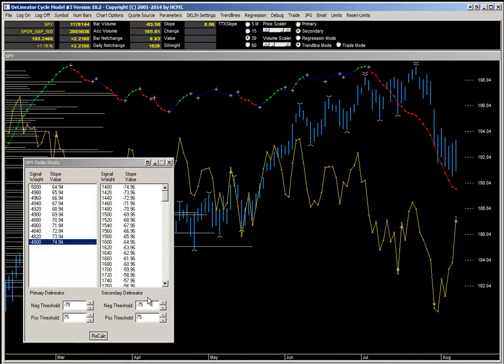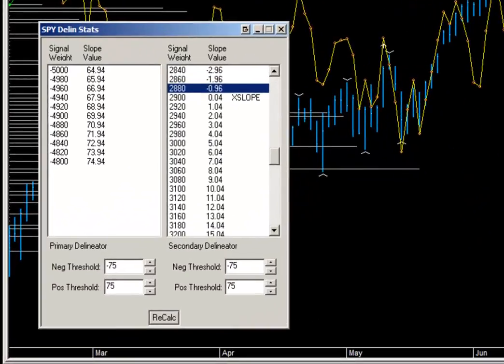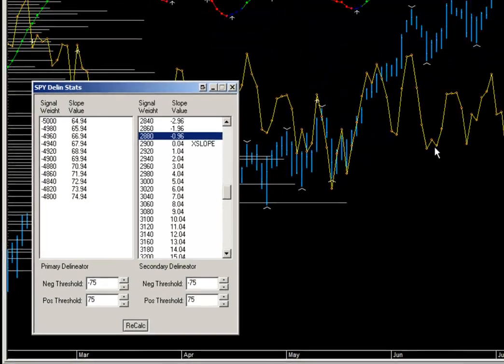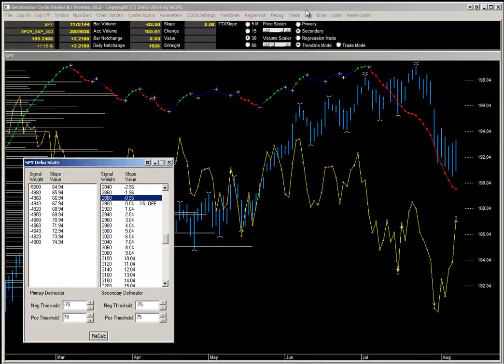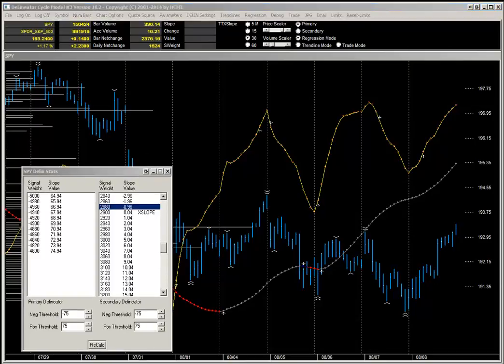And of course, if we come to our secondary, hit recalc, we can see that as with the prior example, for the slope of the secondary to move up, we would have to see signal weight move up to a very strongly positive level. So that's not going to happen today. So that's the basic delineator tutorial. We've learned about the components of the delineator, and most importantly, we've learned how the change in the value of signal weight affects the value of the slope, and how we can use our stats calculator to determine when the delineator can turn up or down and when it cannot.